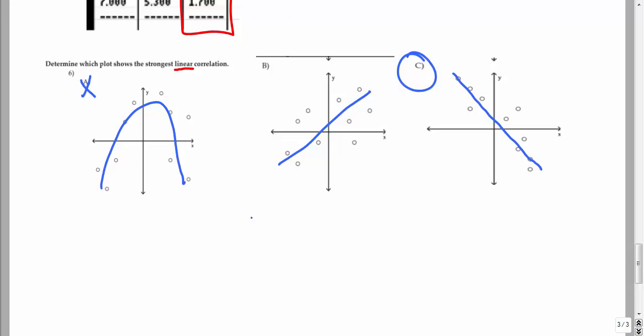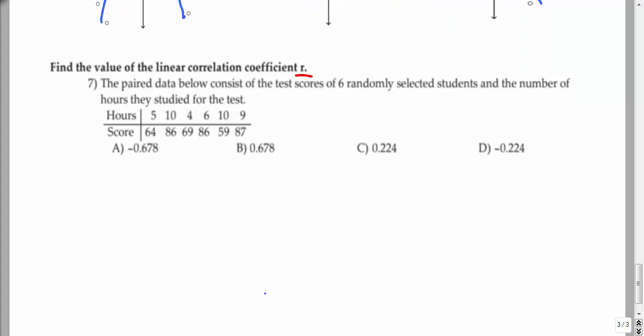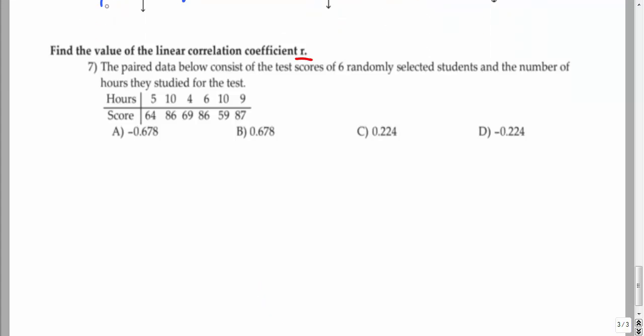Number 7, we're also going to be looking at paired data as well. This paired data, though, we're not looking at the differences. Specifically up here in the instructions, it says find the value of the linear correlation coefficient R. So they want us to find R. Now they also tell us that we have 6 randomly selected students. I'm not running a test here. All I'm doing is trying to find the linear correlation coefficient.